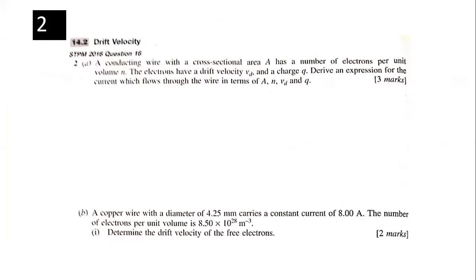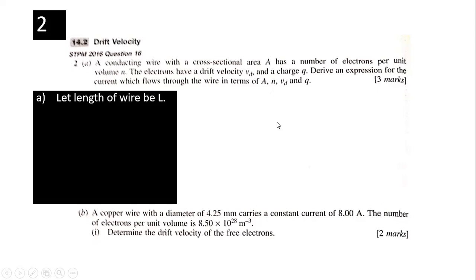A conducting wire with cross-sectional area A has a number of electrons per unit volume N. The electrons have a drift velocity V and charge Q. Derive an expression for the current which flows through the wire in terms of A, N, V, and Q.